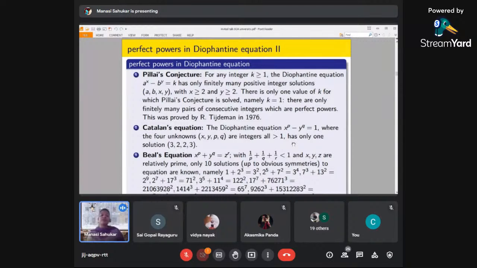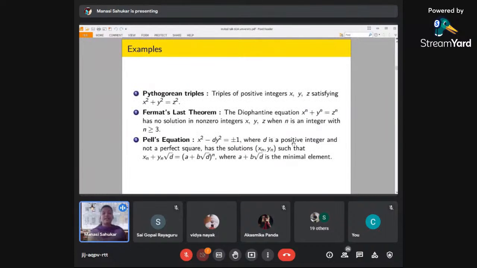And one more equation is given by Beal, just to generalize that one, the Fermat's last theorem, because in Fermat's last theorem we have seen we have taken the powers as the same, right, n and n.